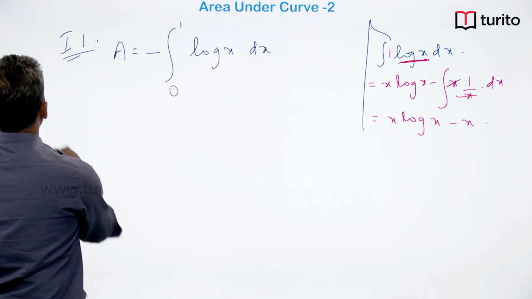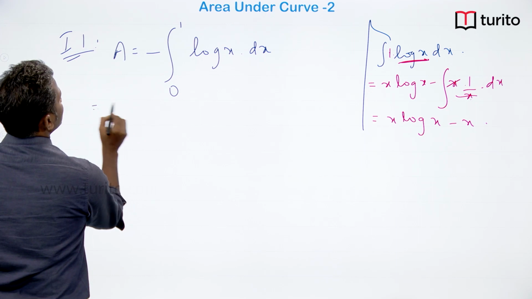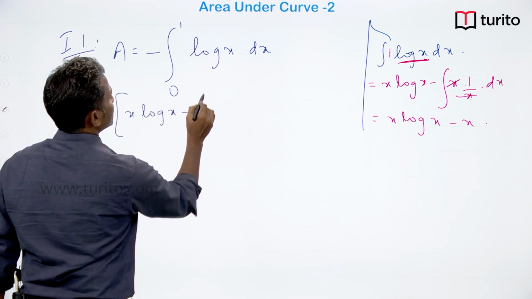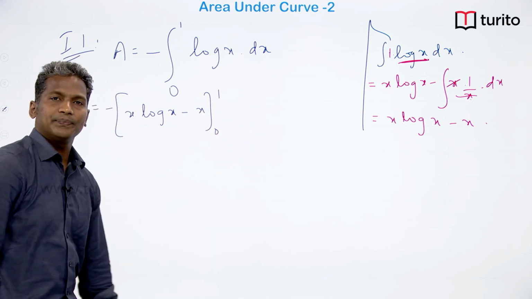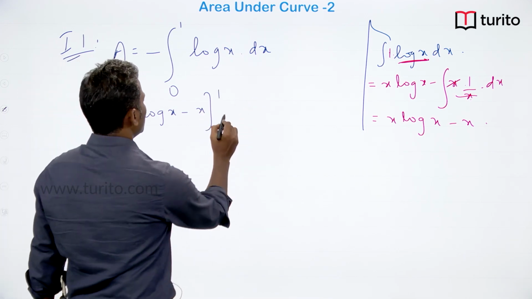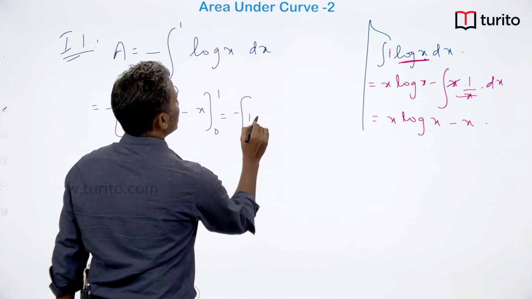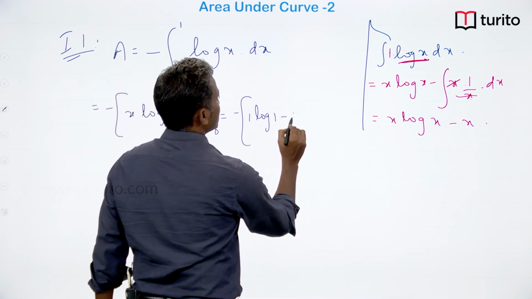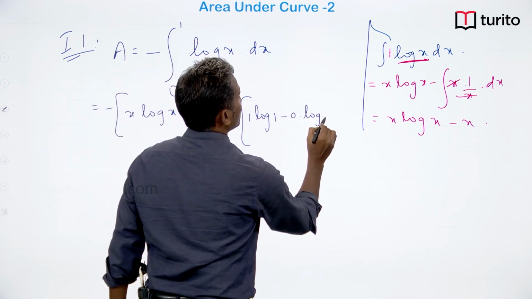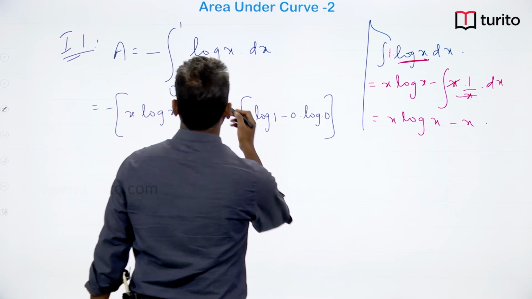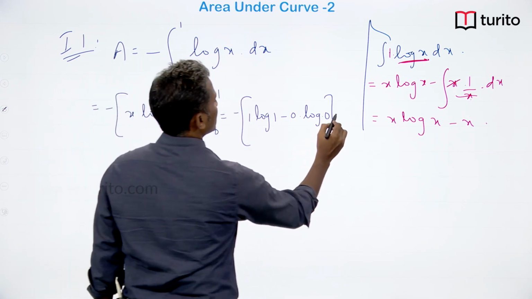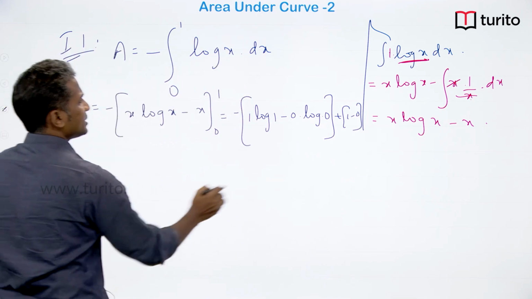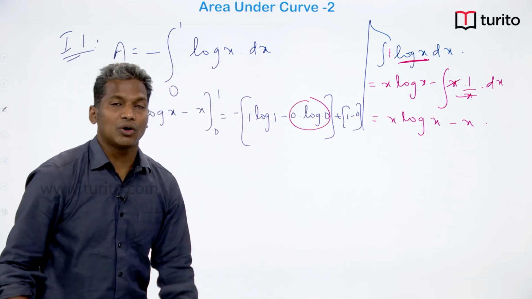I will just put it here. So minus of x into log x minus x, going from 0 to 1. Now we have to put the limits. So when I put 1 here, I get 1 into log 1, which is going to be 0, minus 0 into log 0, and again there is one more term, so minus into minus plus 1 minus 0. But there is a problem with this term because log of 0 is not defined.